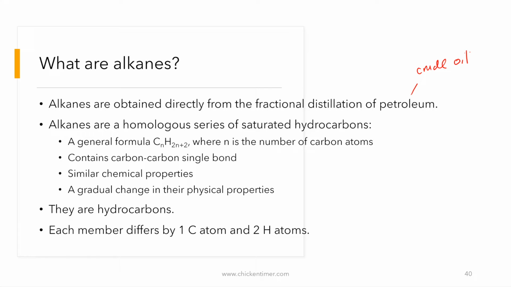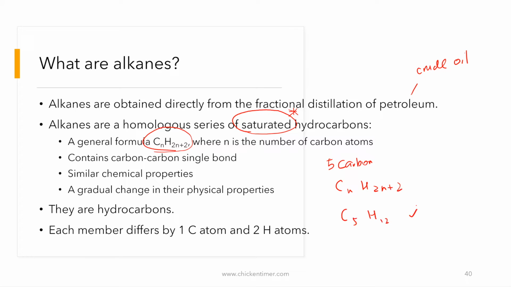Okay, alkanes are a homologous series of saturated hydrocarbons. So keep this word in mind. It's a saturated hydrocarbon. Then it has a general formula of CnH2n+2. So this formula is used to predict the formula for a certain alkane. Let's say I have a 5-carbon alkane. Then I'll ask you what is the formula for the 5-carbon alkane. So what you do is you take the C5H12.